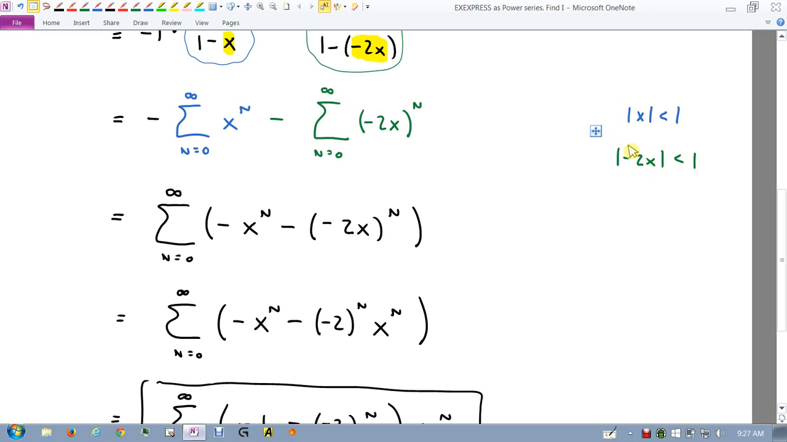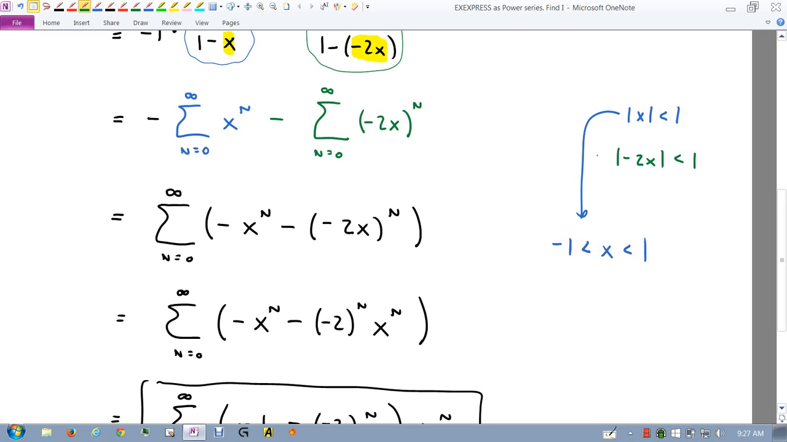We don't want to state two separate intervals. We want to see if we can break that down to just one answer. Because remember, it's going to have either an interval, a point, or the whole number line, right? Those are the only three possibilities. So we can't have two different intervals. So this one says the absolute value of x has to be less than 1. That tells us that x has to be between -1 and 1.